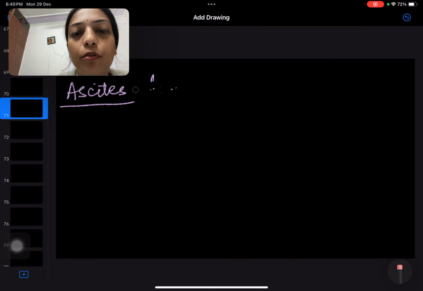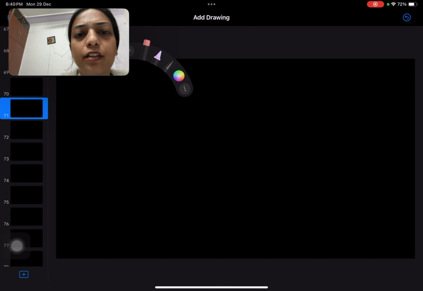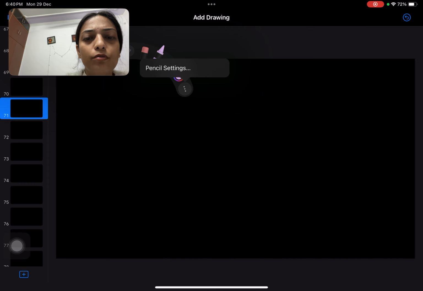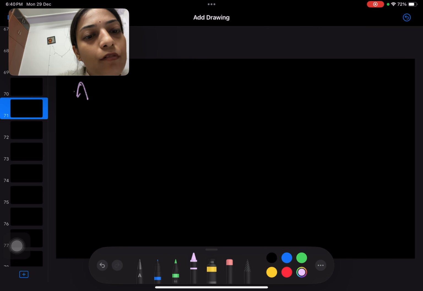I'm going to read slightly more about it and then we'll come to ascites because this is the second half of the chapter. We haven't really reached there yet. So, yeah, albumin. Next topic was albumin.